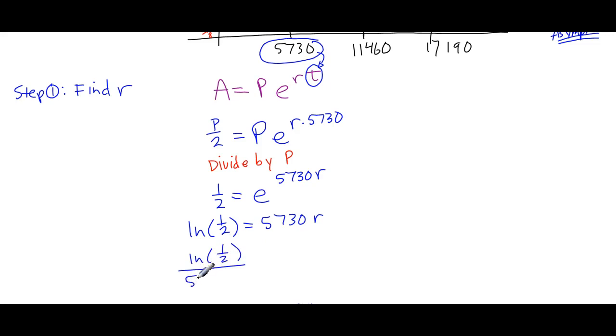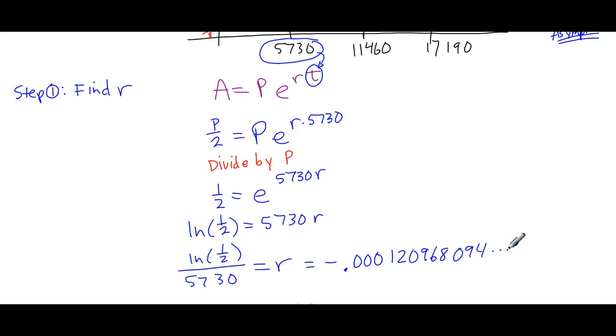So, for this substance, the decay rate is, grab the calculator, natural log of 1/2 divided by 5,730 is negative 0.00012096809 etc. When we start step 2, I'm not going to use that decimal. That decimal is a mess.